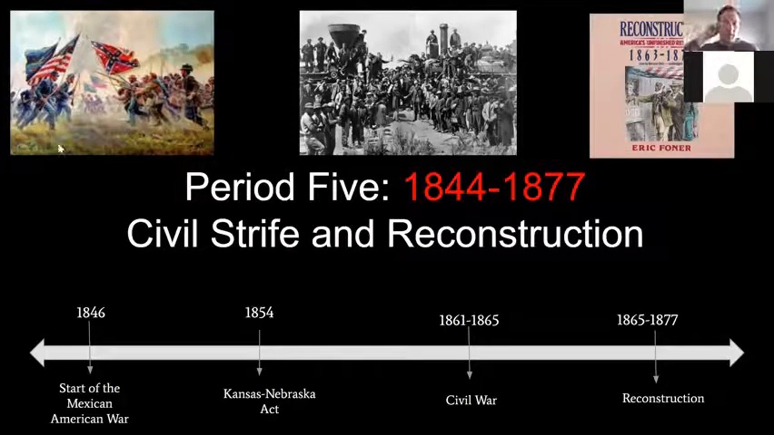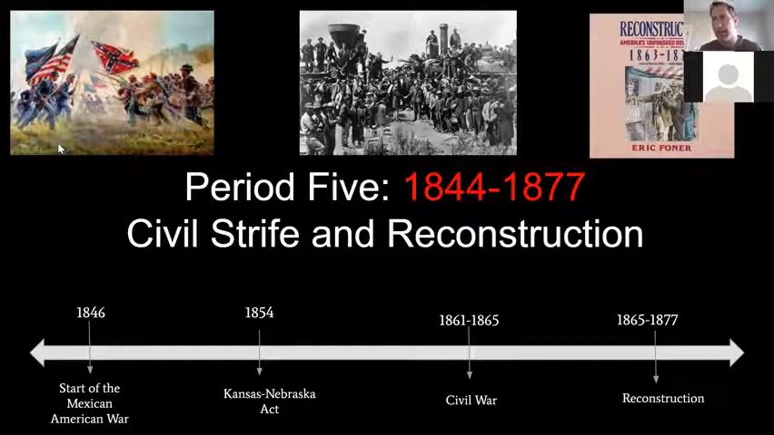Period 5 is really important because it is, I guess, the halfway point between what's going to be on the test, and it's really framed primarily by the Civil War. If you're going to think of one thing when you think about period 5, we're really talking about a period that revolves around the Civil War, the breaking apart of our country, and the fighting that's happening between the North and South.